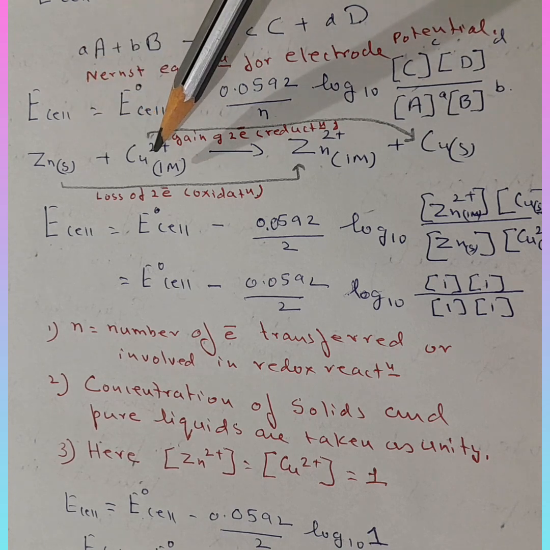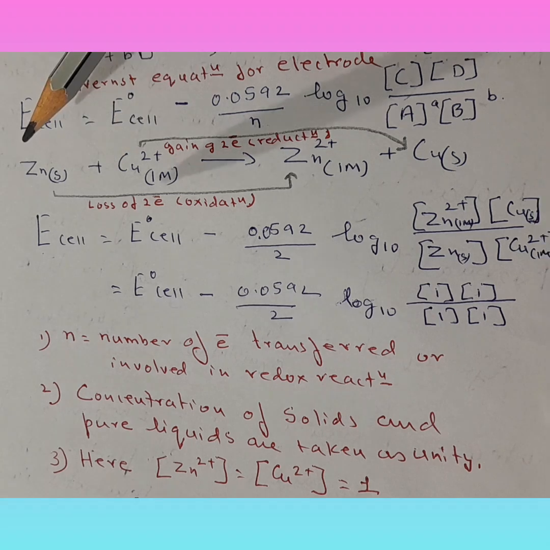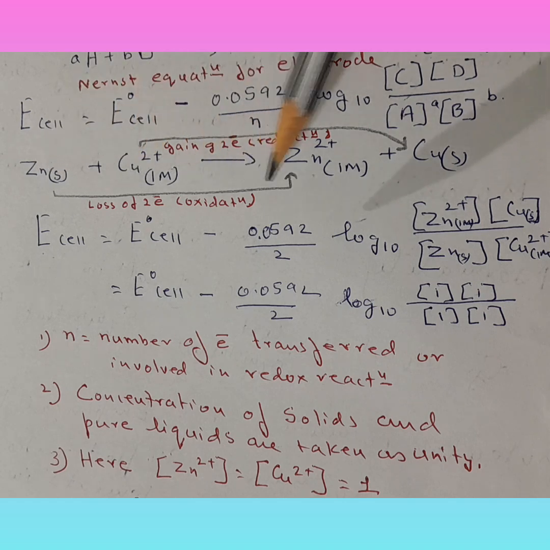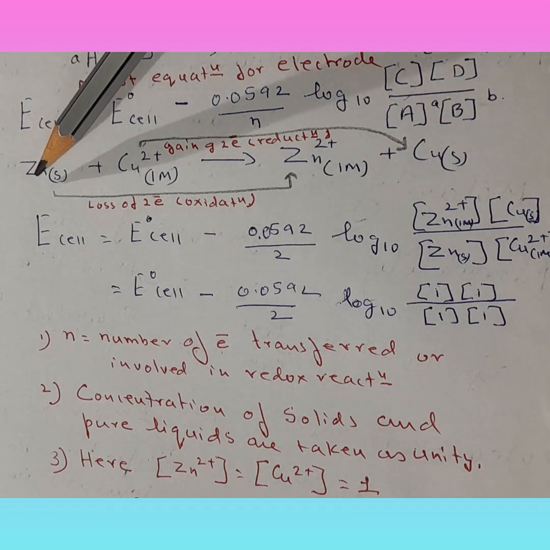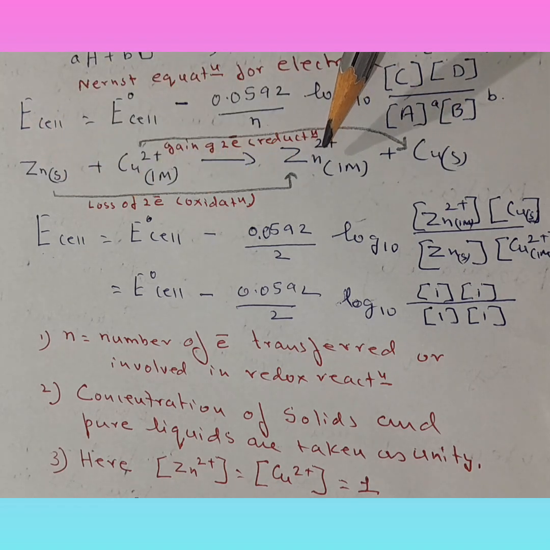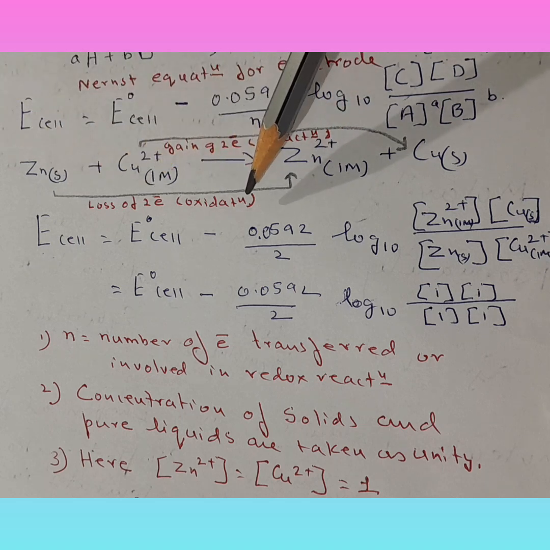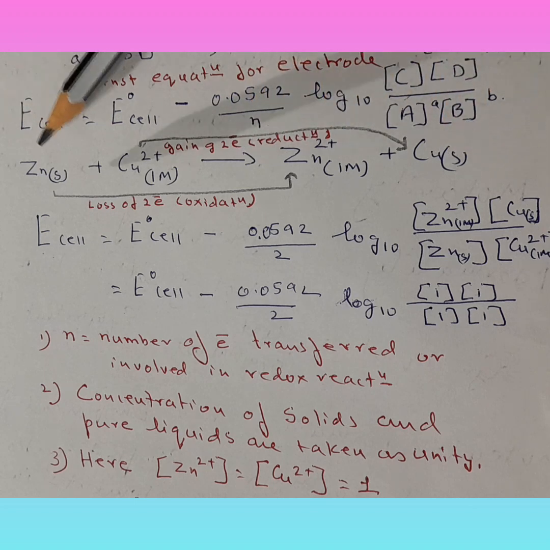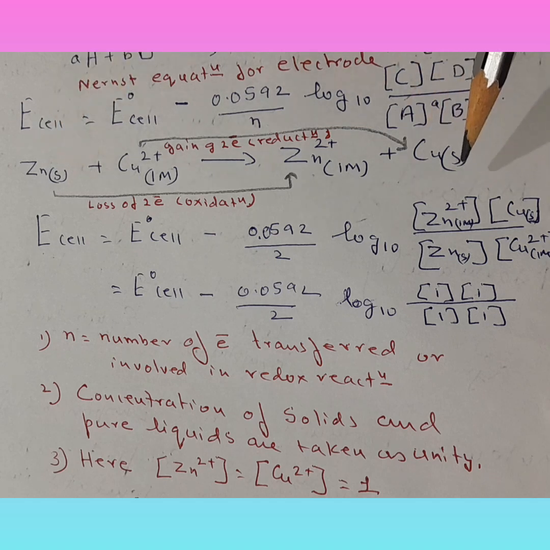Zinc reacts with copper. What I have chosen is the same as we tried in the Daniell cell: zinc electrode, zinc sulfate, copper sulfate, and copper. Now in the case of zinc, it lost 2 electrons and got oxidized to Zn2+, whereas in the case of copper we found that it gained 2 electrons and got reduced to copper solid. Started with zinc solid, ended up with copper solid.